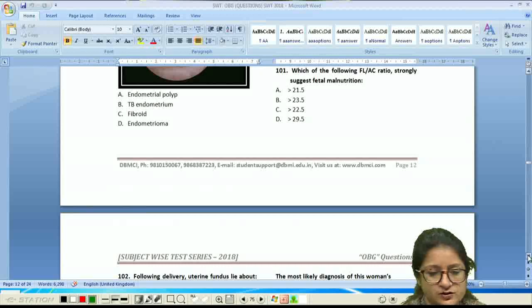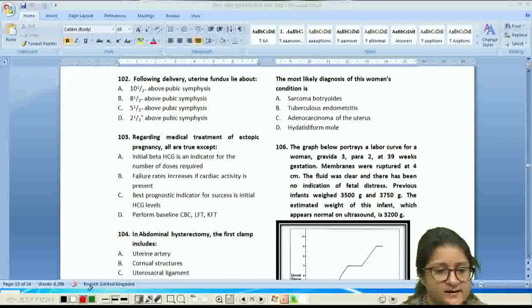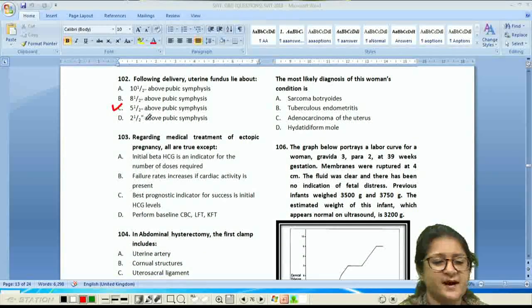Moving on to the next question. Following delivery, the uterine fundus lies about 5.5 inches above the symphysis pubis. Now this is a very direct question, all right.